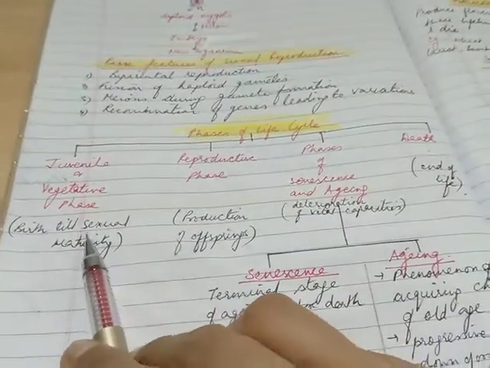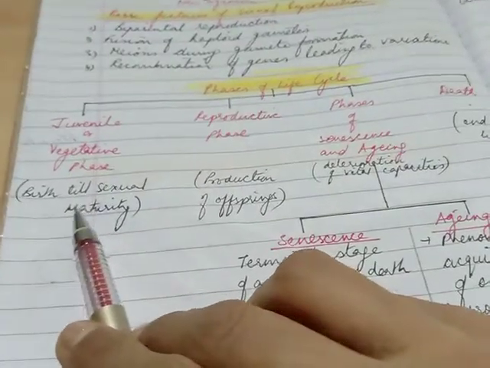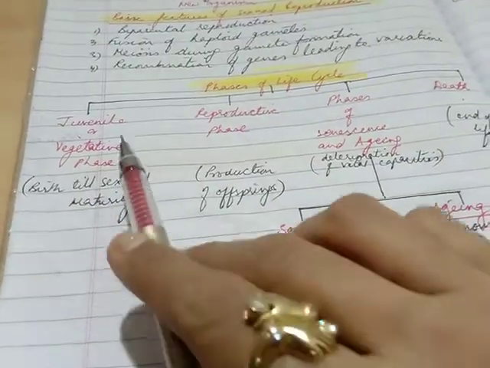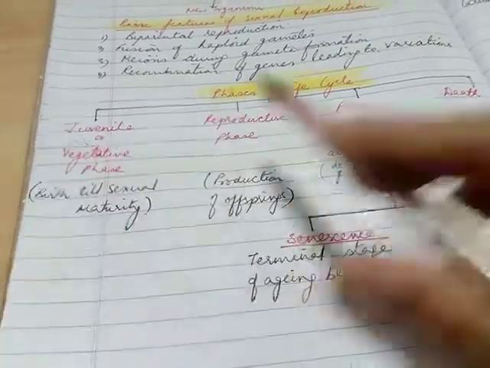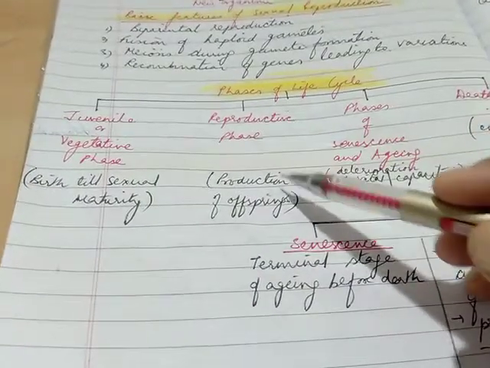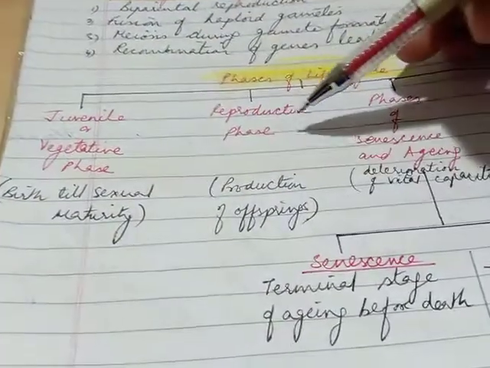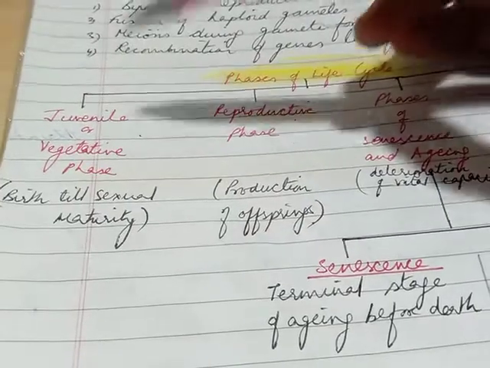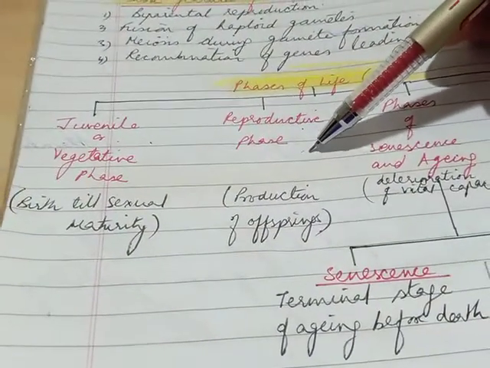So, what is the juvenile stage or phase of life? The stage from birth till sexual maturity in any individual's life is called the vegetative phase. Then, the reproductive phase is the stage where the individual is capable of producing offsprings. If we talk about the difference between the juvenile and reproductive phase, we can say this is an early phase, whereas this is the middle phase of life.